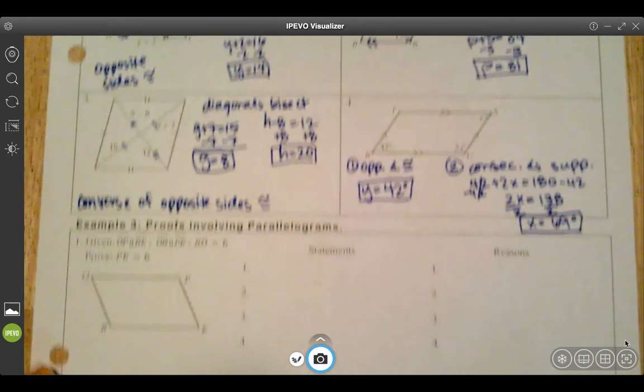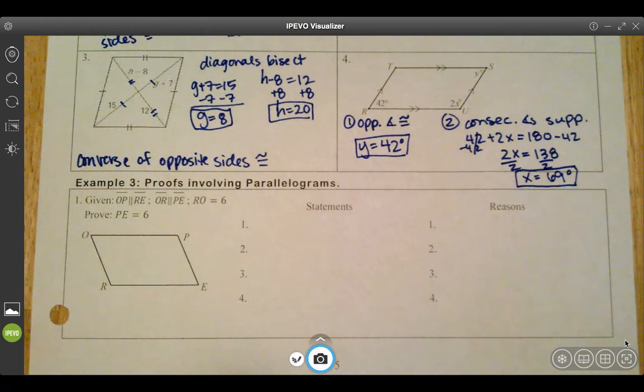All right, let's see if we can write a proof. So now we've seen these properties. We know how to apply them, hopefully. So let's see if we can apply them in a proof.